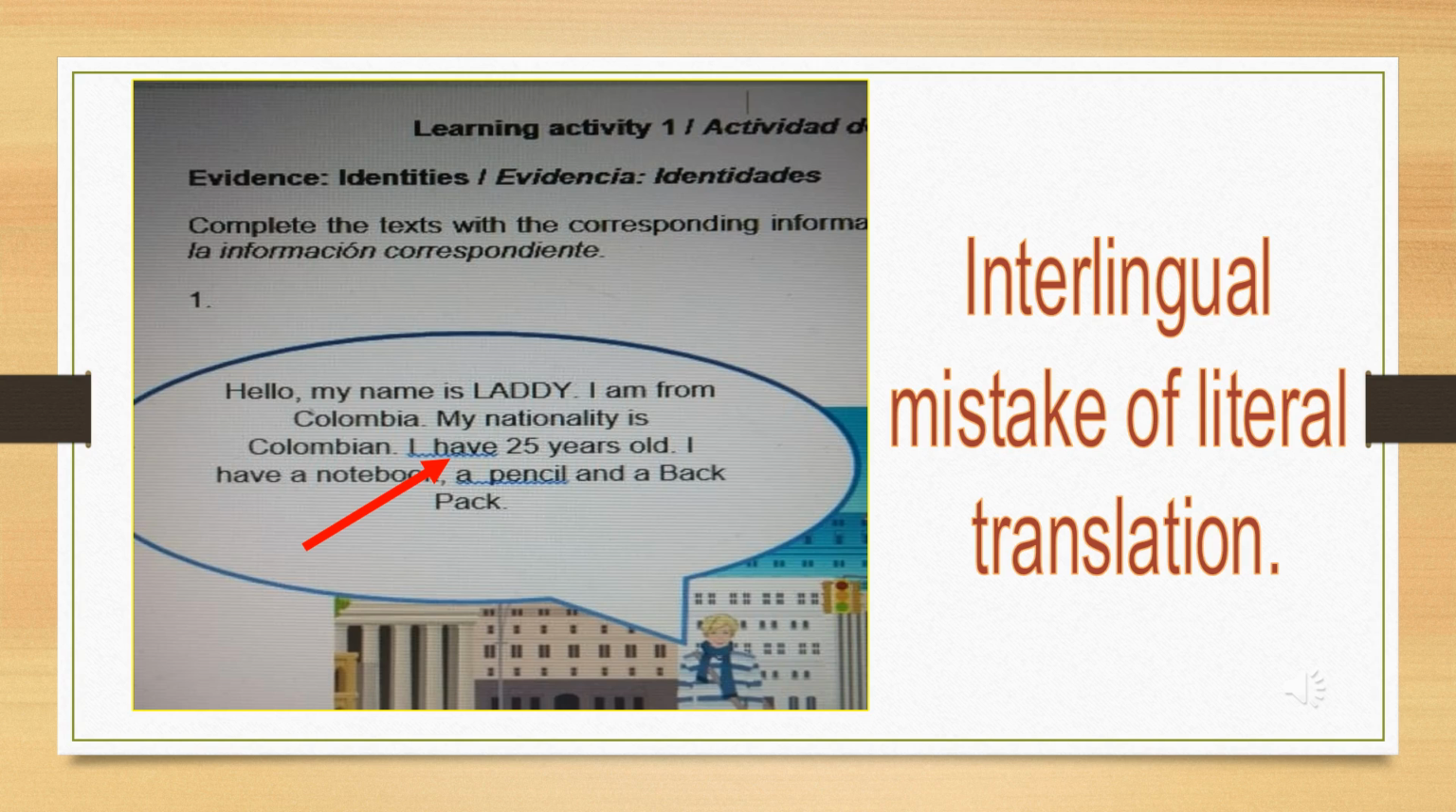What we can see here in the first slide, where the student wrote, "My nationality is Colombian, I have 25 years old," is an interlanguage mistake. It's a literal translation, using a very specific structure from L1, as the student would say in Spanish, "Tengo 25 años." He's trying to say exactly the same thing in the second language, "I have 25 years old," instead of using the new structure in L2, which would be "I am 25 years old."